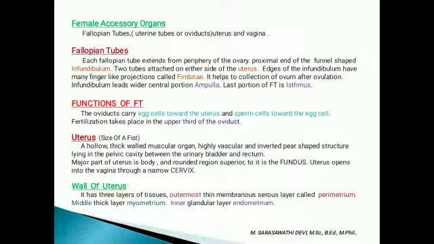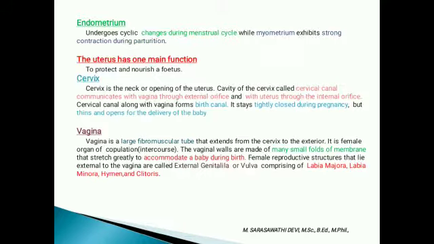Wall of the uterus. It has three layers of tissue. The outermost thin membranous serous layer is called the perimetrium, the middle thick layer is the myometrium, and the inner glandular layer is the endometrium. The endometrium undergoes cyclic changes during the menstrual cycle, while the myometrium exhibits strong contraction during parturition. The uterus has one main function: to protect and nourish a fetus.